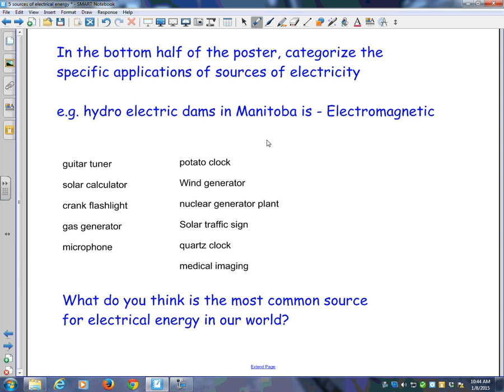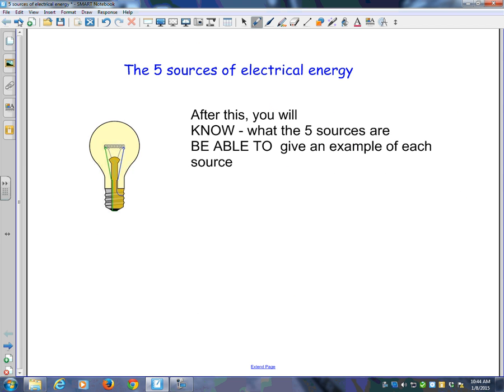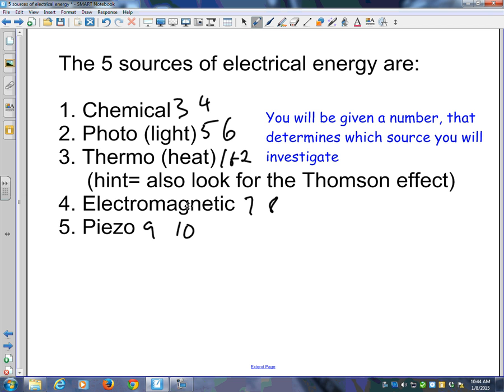The next step is to categorize the specific applications of the source of electricity. So we're just going to go through them all. I'm going to give you my brief idea. You may want to write down some of the things I'm talking about on your poster as well. Let's start with chemical. Who had chemical source of electricity? These guys, and one more group. Who's group 3 and 4? You're group 4, Adam? So group 4 is chemical.